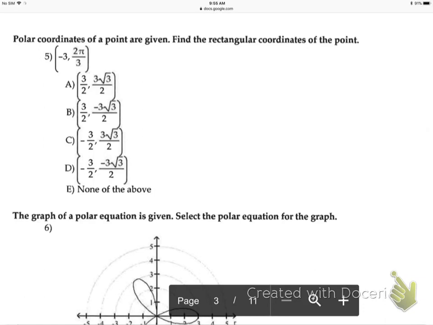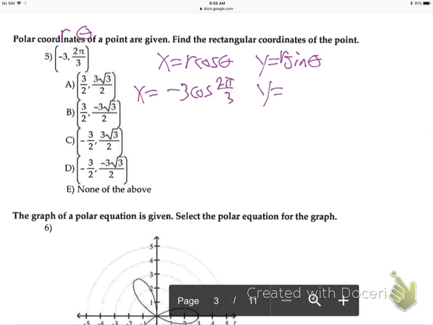Okay, so they're giving me polar, and they want me to change to rectangular. How do you change from polar to rectangular? So this is the r, and this is the theta. So x equals r cos theta. Y equals r sine theta. To convert, so that's not too bad. Here's finally a somewhat easier question. X is negative 3 cosine 2 pi over 3. Y is r, which is negative 3 sine 2 pi over 3.